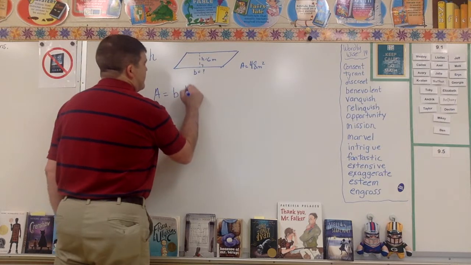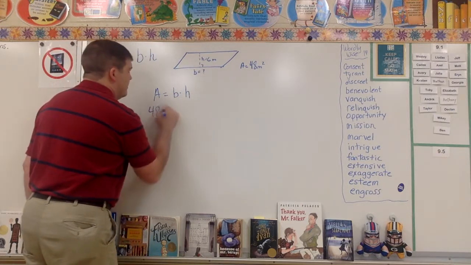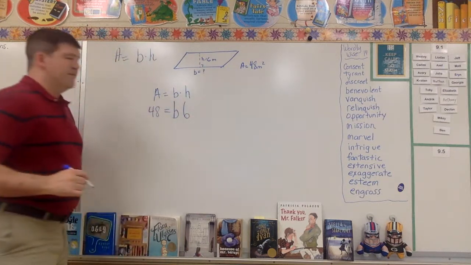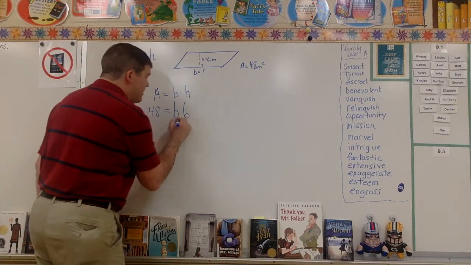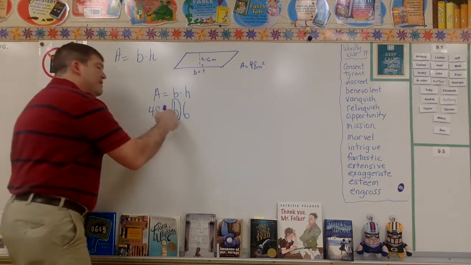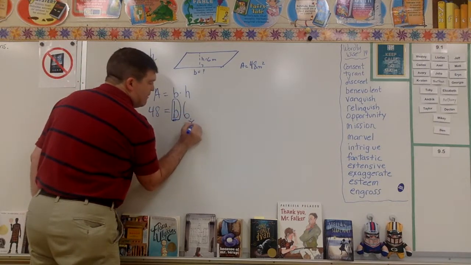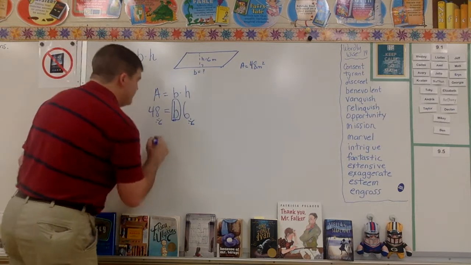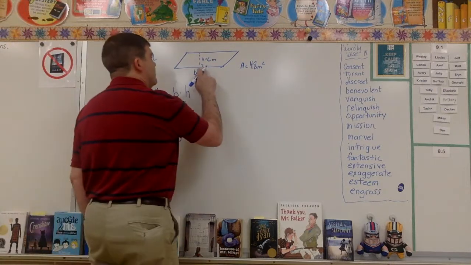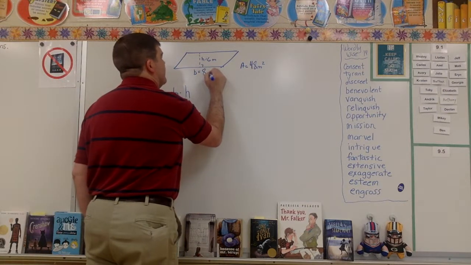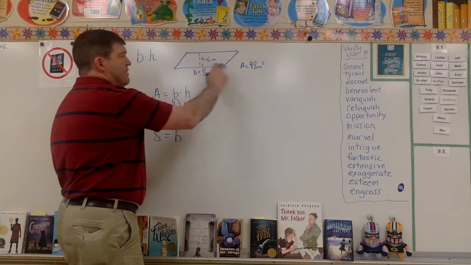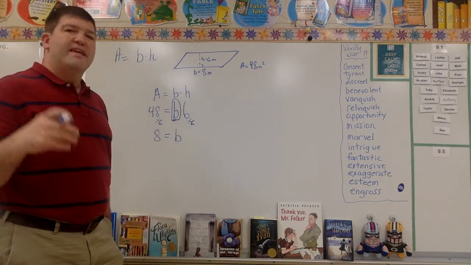A equals base times height. I know my area, 48, equals my base, I do not know, times my height, 6. So I know everything but this base, and that's what I want to figure out. If I want to figure out what the base is, it's times 6, so I have to divide this by 6, divide this by 6. 8 equals base. So my base is 8 meters. It's not 8 meters squared because it's just a line. It only becomes squared when it's the area.